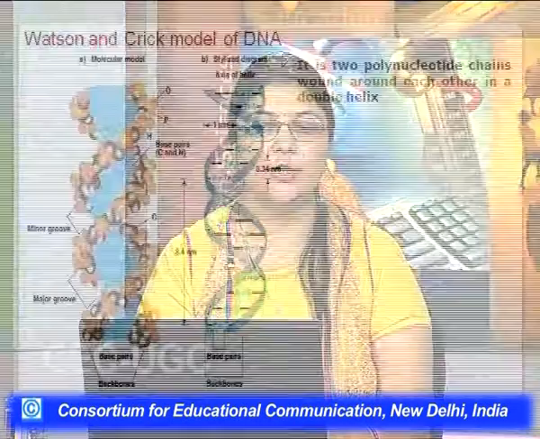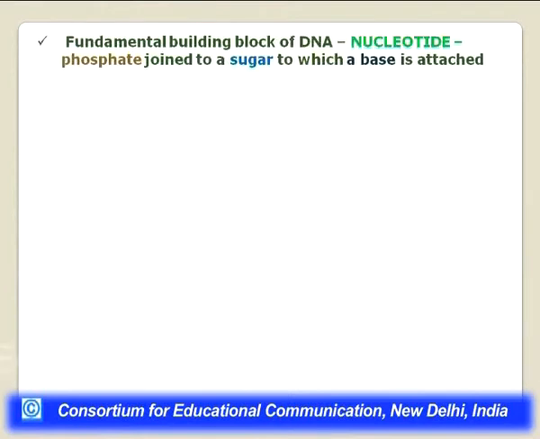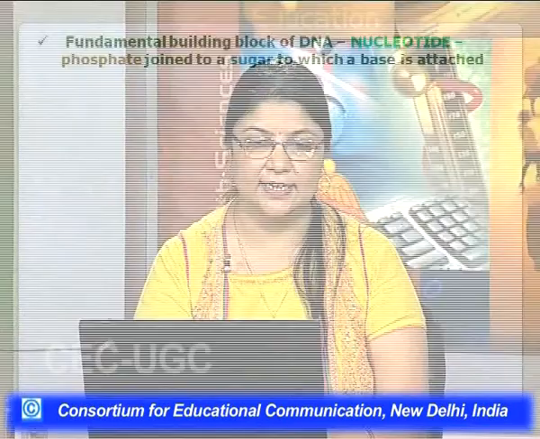They proposed this kind of a model. The model in which the two polynucleotide chains are wound around each other in a double helix. The fundamental building block of DNA is a nucleotide. The phosphate is joined to a sugar to which a base is attached.